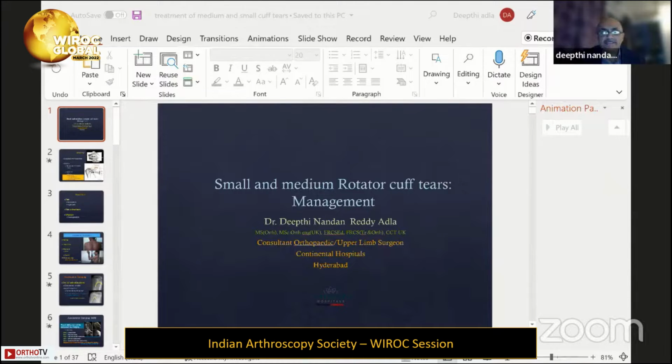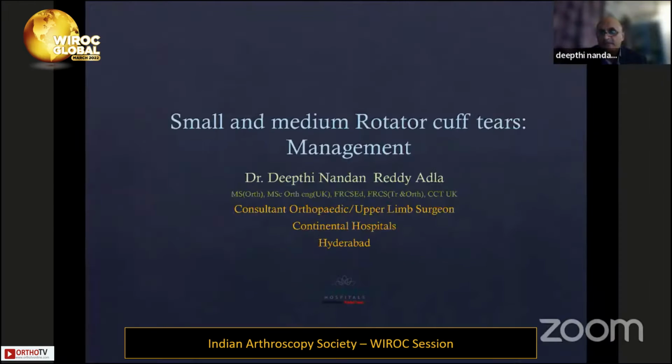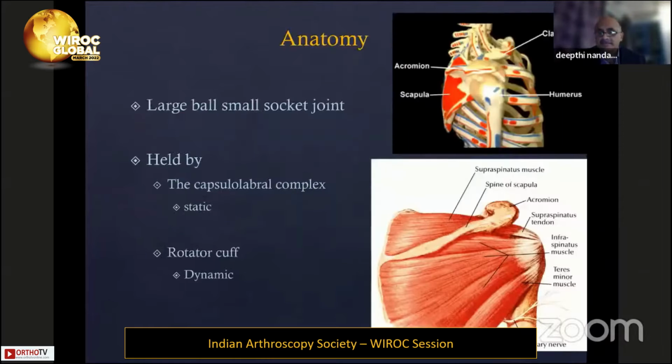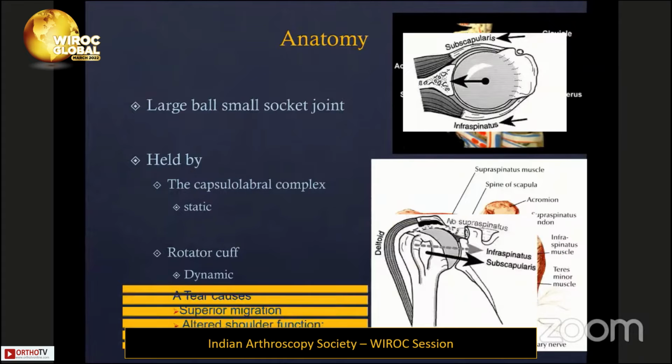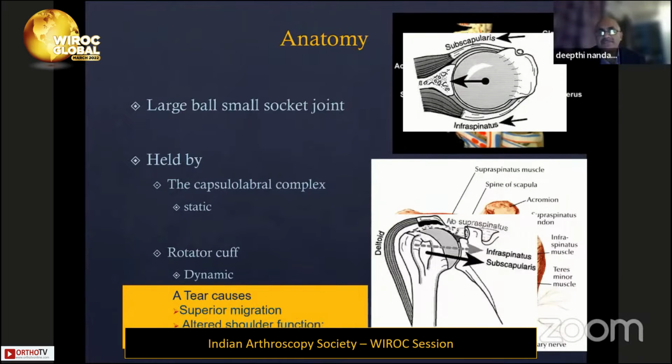Now, we all know that rotator cuff tears are common, and we are recognizing them more often because we have better imaging. We all know that the shoulder is reliant on the rotator cuff for good stability and good function. If the rotator cuff is absent, you will see superior migration of the humeral head, and it can cause pseudoparalysis of the arm.